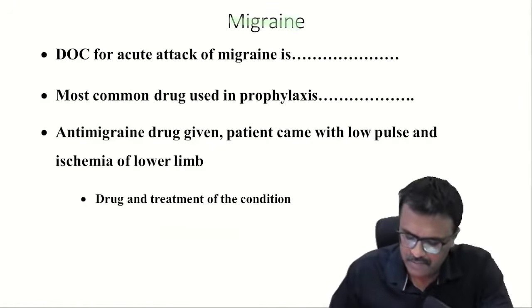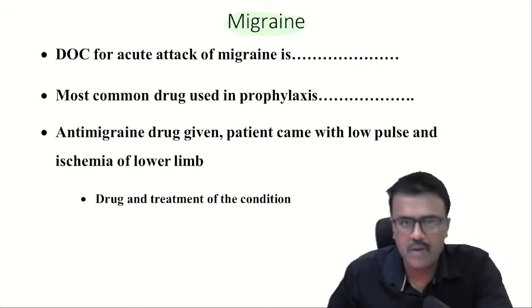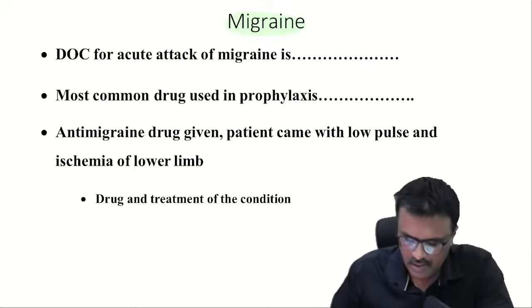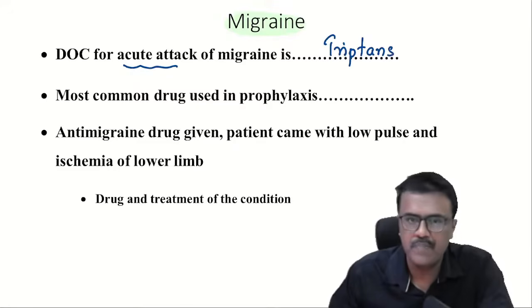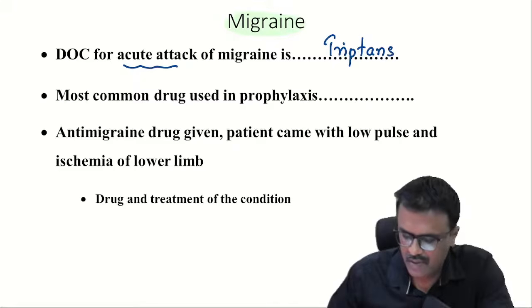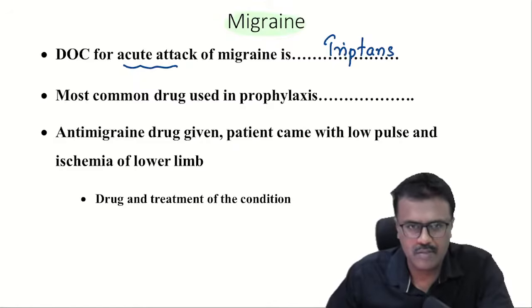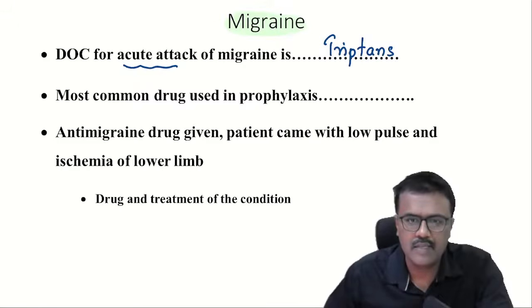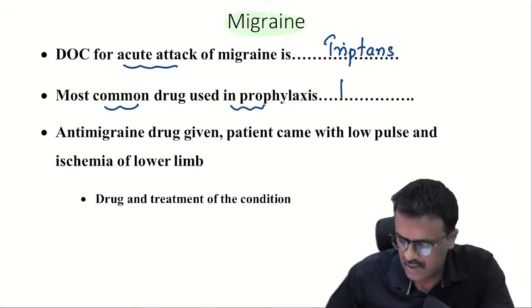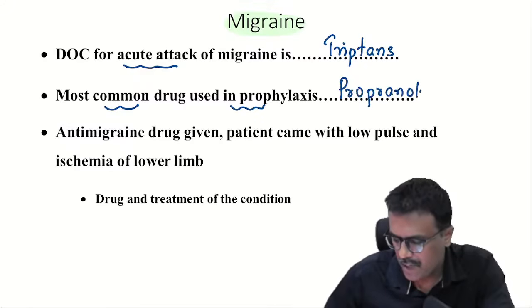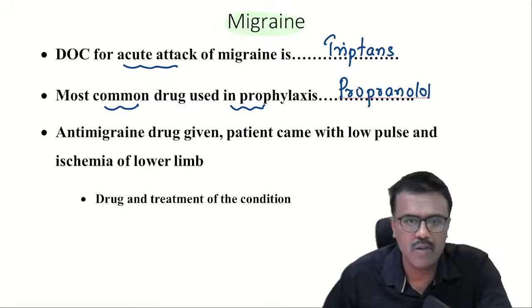Coming to migraine, again a common topic. Drug of choice for acute attack of migraine are triptans. Any triptan given in the option, you can choose that. If they are not there, then you can go for ergots. But triptans are the drug of choice. I told you they are also drug of choice for cluster headache. Most common drug used for prophylaxis is beta blocker, propranolol, the most commonly used prophylaxis.